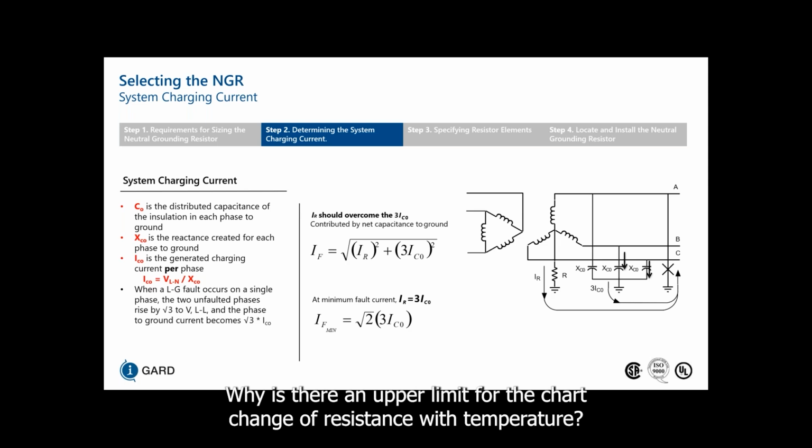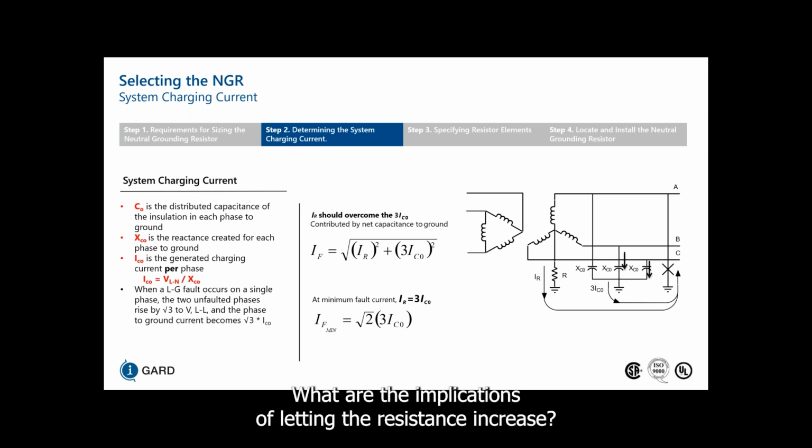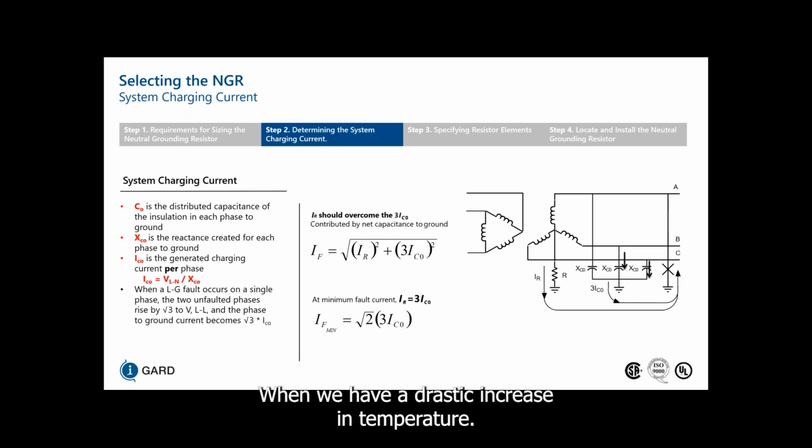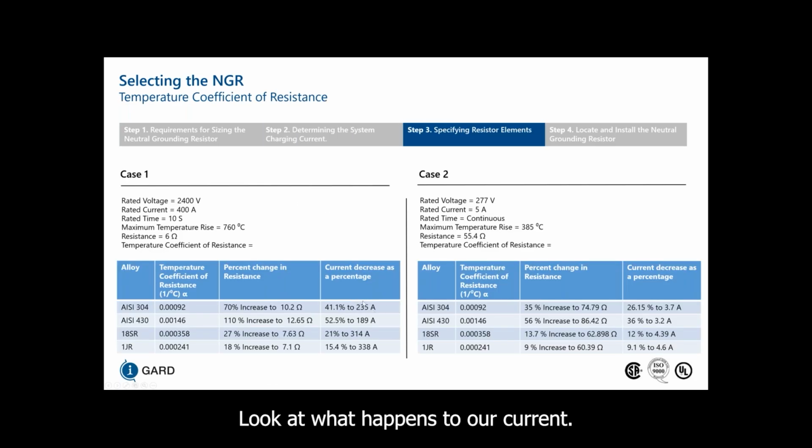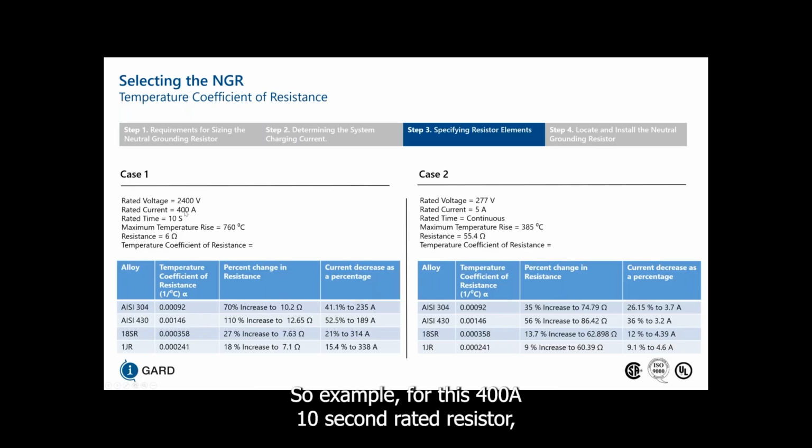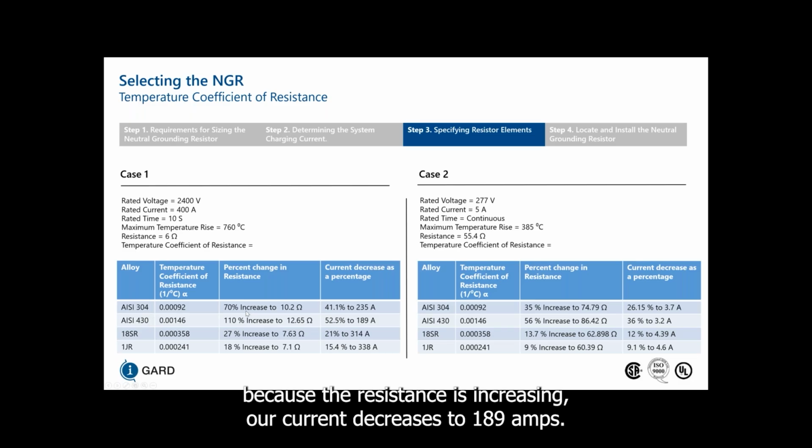Why is there an upper limit for the change of resistance with temperature? What are the implications of letting the resistance increase? When we have a drastic increase in temperature, look at what happens to our current. So for example, for this 400 amp 10-second rated resistor, when we had this 304 alloy or the 430 alloy, we see that because the resistance is increasing, our current decreases to 189 amps.